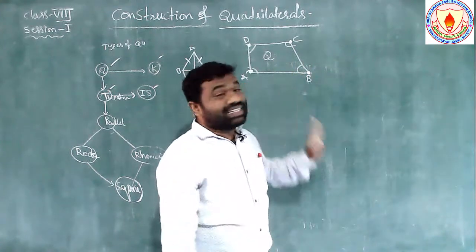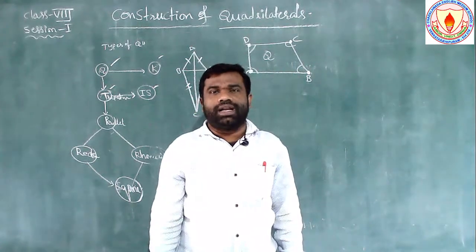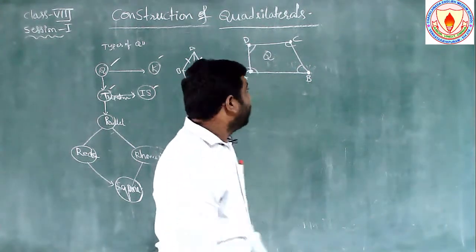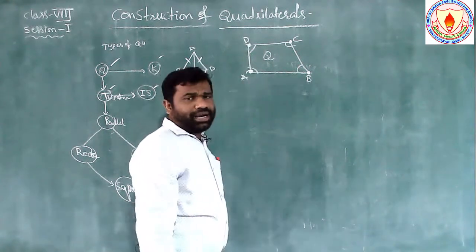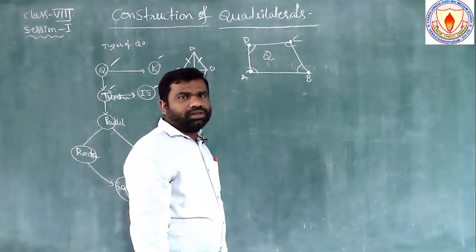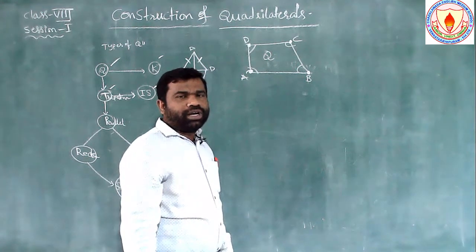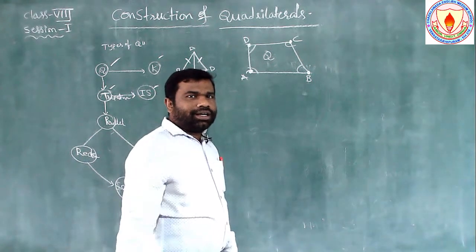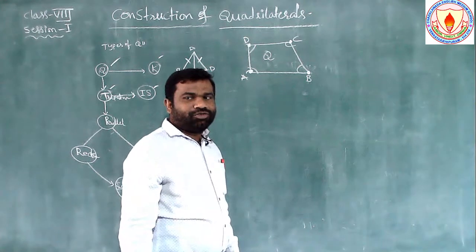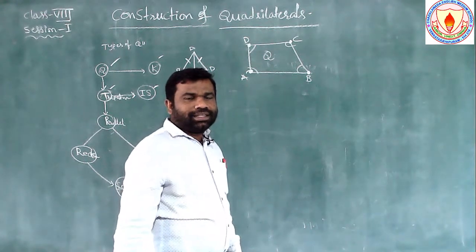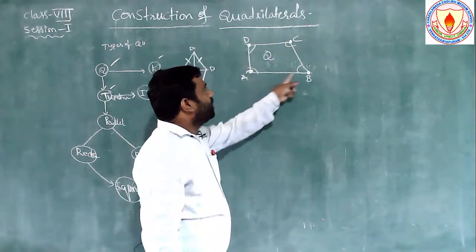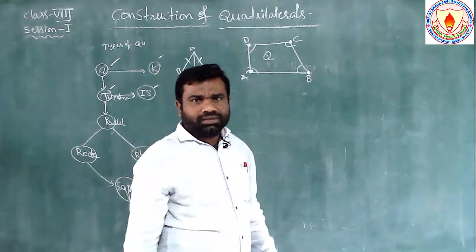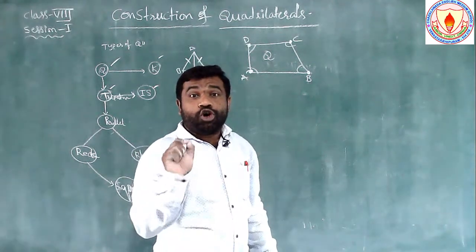First of all, we have to know the quadrilateral. What is a quadrilateral? A quadrilateral is nothing but a simple closed figure bounded by four line segments. Then this is said to be a quadrilateral. Once again, a quadrilateral is bounded by four line segments.